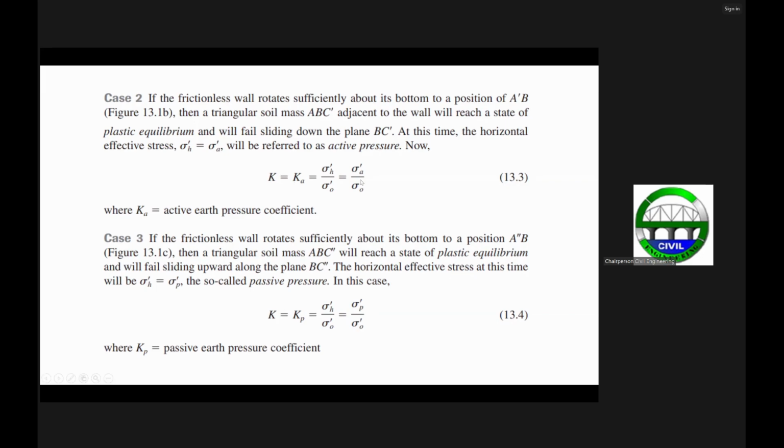So sigma prime is your vertical effective pressure, or your vertical effective overburden stress. Okay, it's just the same.